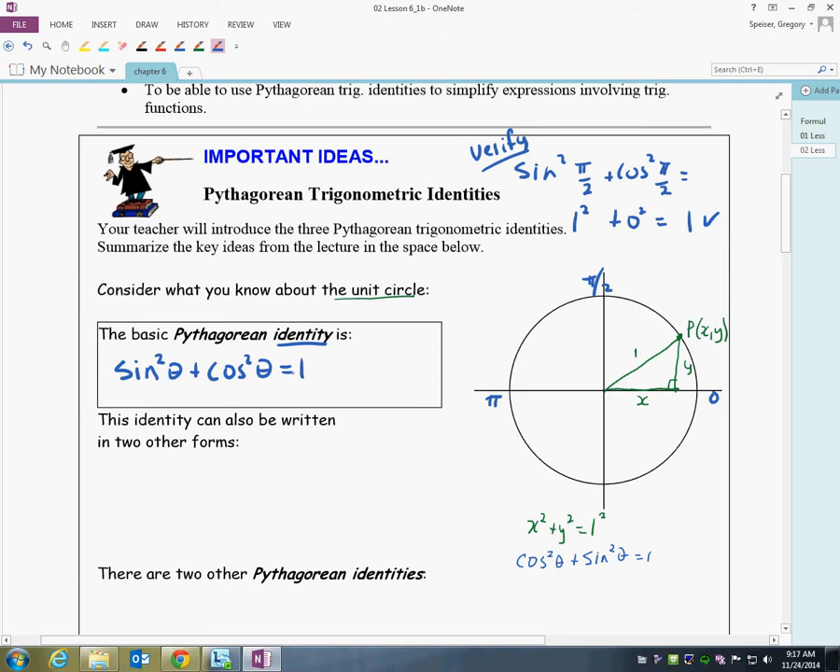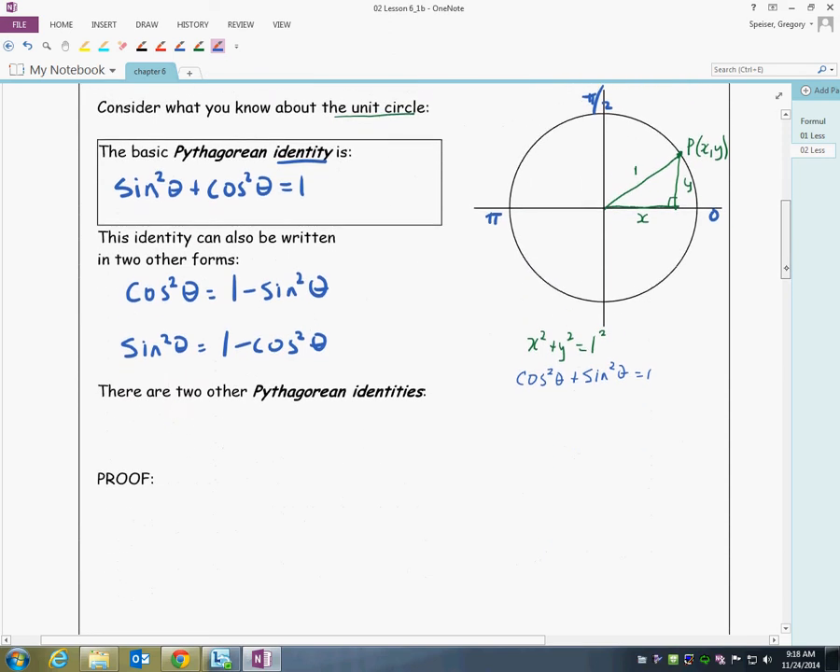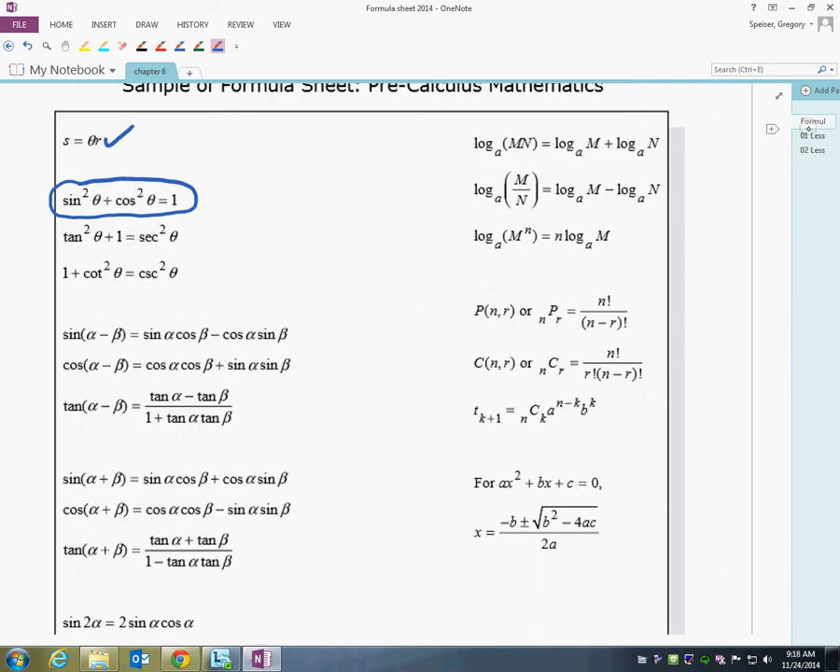There's 2 other forms you can have. So if you're going to solve for cos squared, if we take cos squared theta by itself, we'd have to subtract both sides by sine squared theta. So another version of this would be cos squared theta is equal to 1 minus sine squared theta. So be on the lookout for that format, this 1 minus sine squared theta. You're going to encounter that a lot. And the last one is if we're going to isolate for sine squared theta, it is equal to 1 minus cos squared theta. So very similar again.